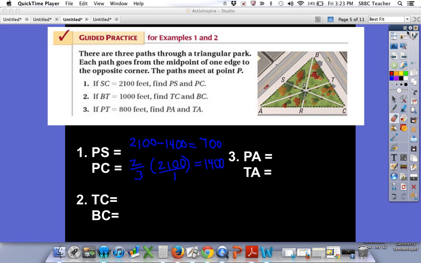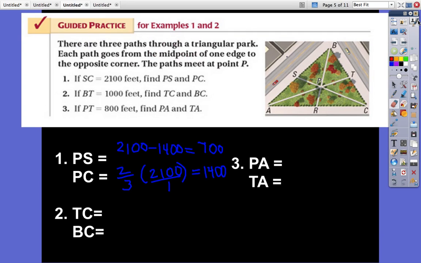Alright, we're going to continue 5.4 part 2, and we're going to look at the medians in a triangle and applying this. We did number 1 together. I'm going to give you the opportunity to pause the video, and you could do number 2 and 3 on your own and then press play to check your answers.